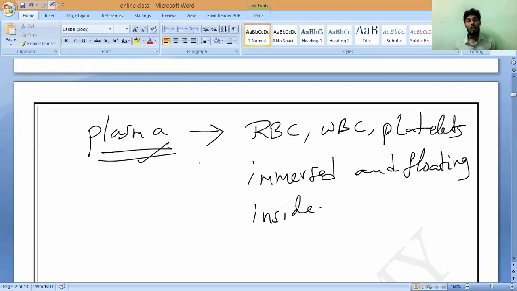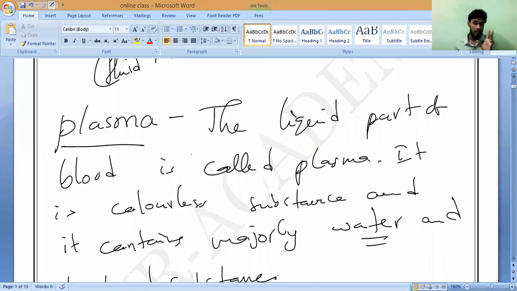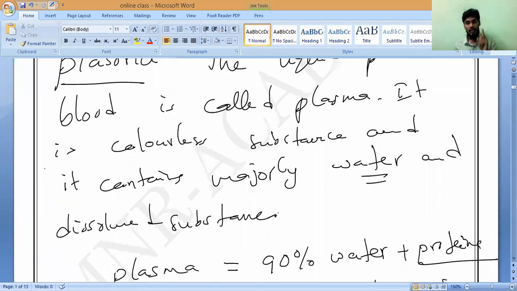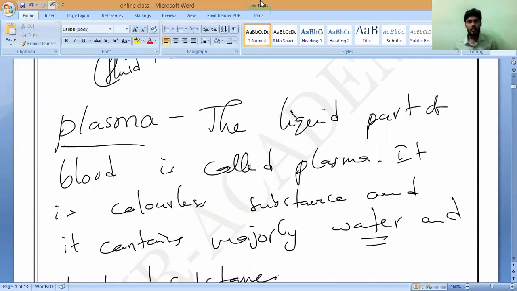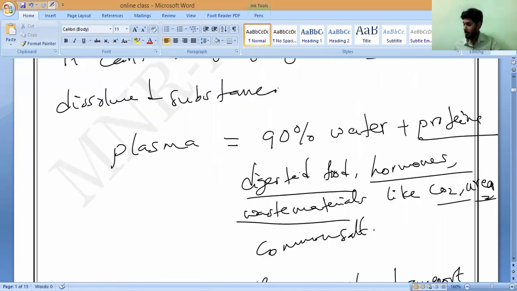So this is all you have to remember about plasma. Totally 5 points. First point: the liquid part of the blood is called plasma. Next: it is a colorless substance, and the majority of it is water, about 90%. It also contains dissolved substances like digested food and proteins.